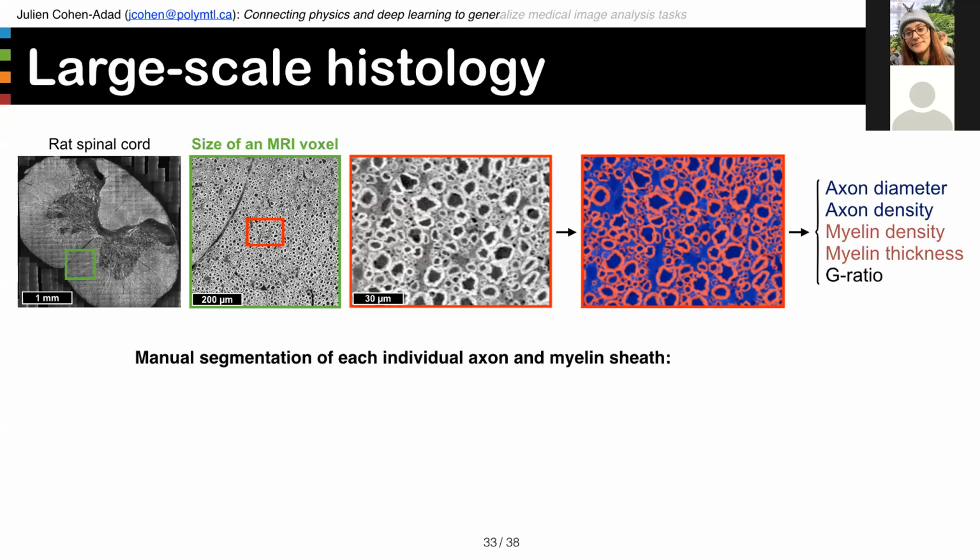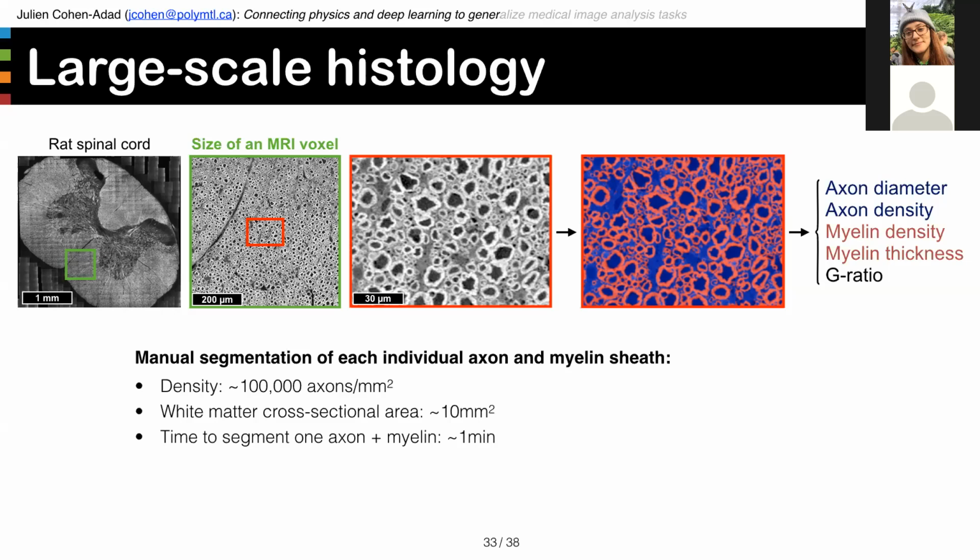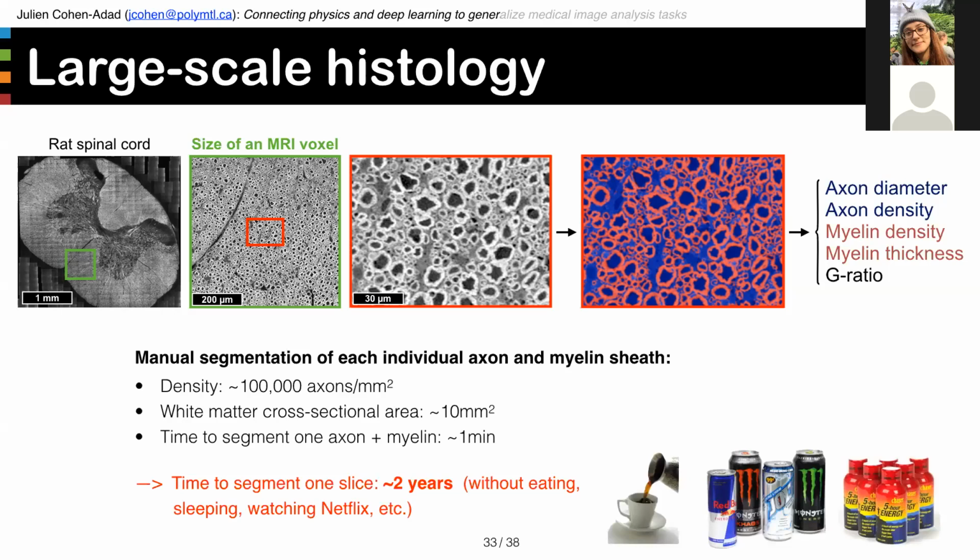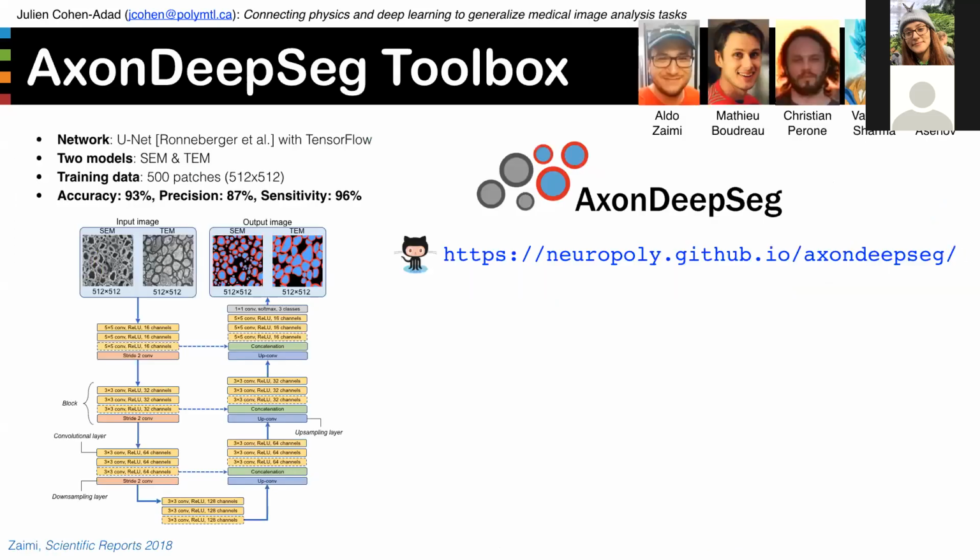So let's put that into numbers to see how much work that represents. Let's say the density of neuronal cells in the central nervous system is about 100,000 axons per millimeter square. The white matter cross-sectional area is about 10 millimeter square. The time to segment one axon plus myelin for a well-trained grad student is about 1 minute. So the time it would take to segment that particular slice here would be about 2 years without eating, sleeping, and so on. So that's a fantastic application for deep learning, of course.